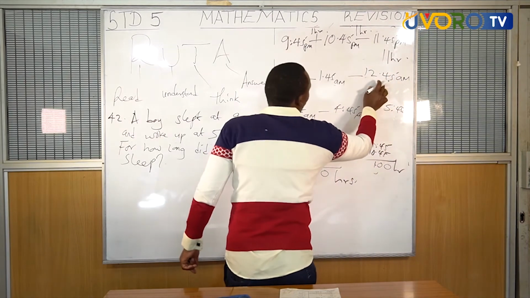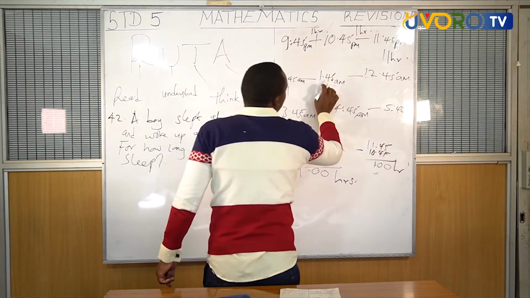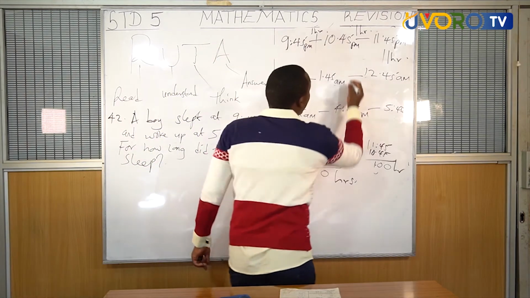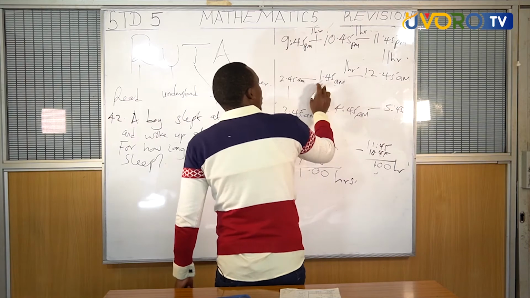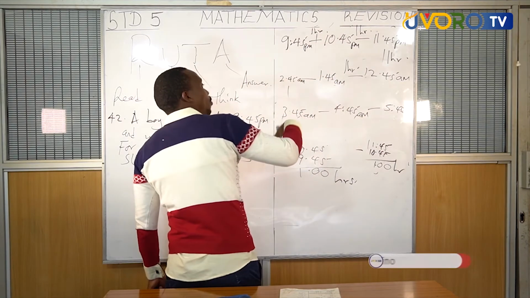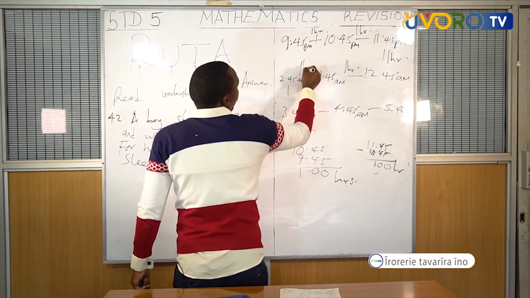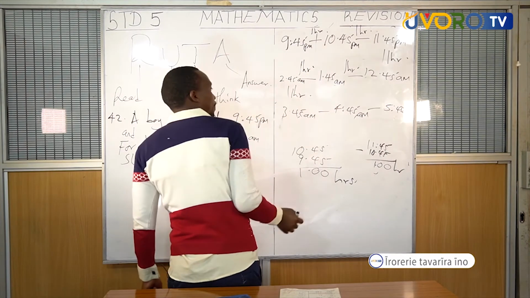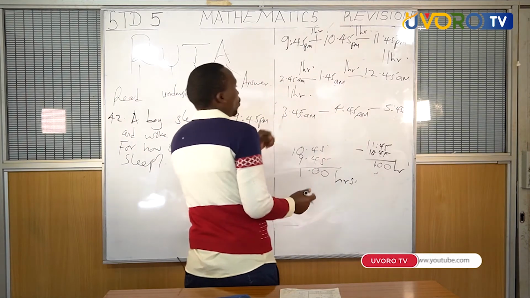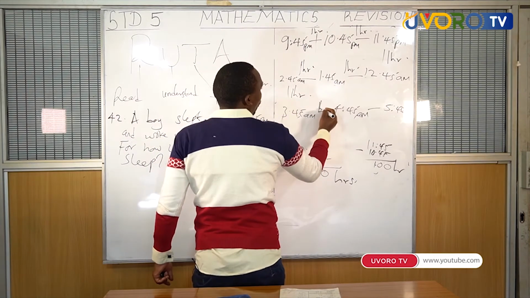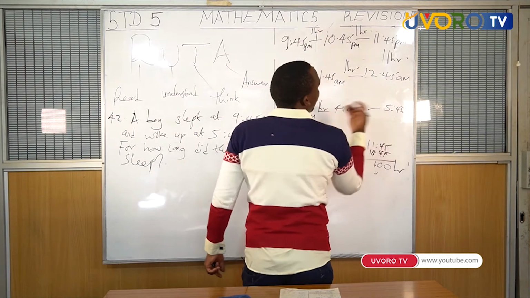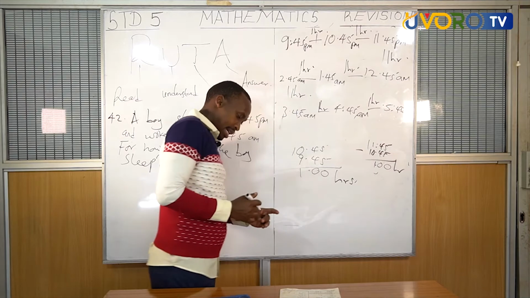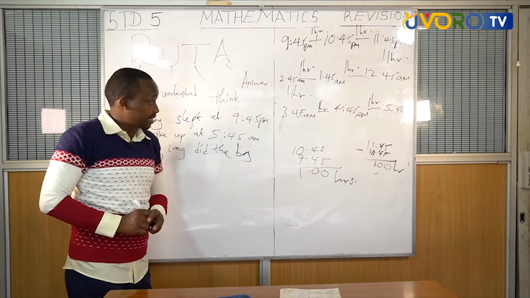What is 1:45 minus 12:45? That is another 1 hour. Very good. What is 2:45 minus 1:45? That is another 1 hour. We also have another 1 hour here. 4:45 minus 3:45. That is another 1 hour. 5:45 minus 4:45. Another 1 hour. Class 5, I told you this is a very simple sum.